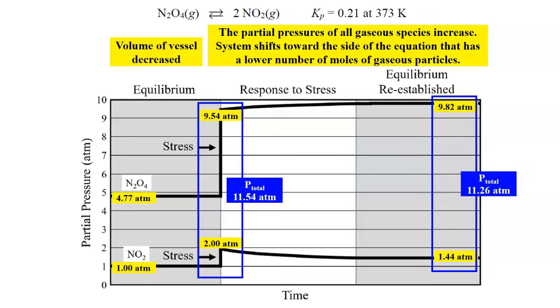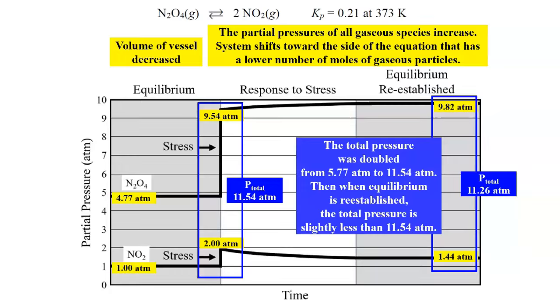But at the moment that the volume of the reaction vessel had decreased from 2 liters to 1 liter, at that moment the total pressure was doubled from 5.77 atmospheres to 11.54 atmospheres. But then when equilibrium was reestablished, where there was a shift toward the side of the equation with fewer moles of gas, the total pressure was slightly less than 11.54 atmospheres. Now let's go back to question 9.